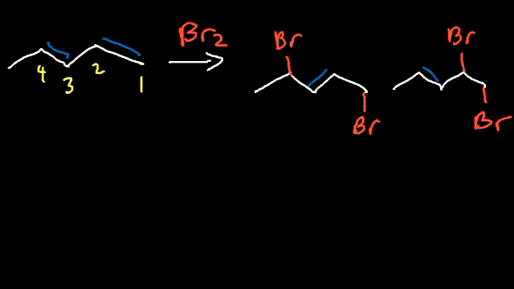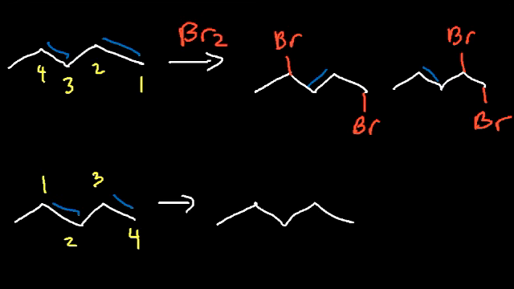Now, let's say if we count it the other way. Let's make this carbon 1, 2, 3, and 4. So to draw the 1,4 product, the Br is going to be on carbon 1 and on carbon 4. And a double bond is going to be between 2 and 3. Notice that these two, it turns out, are identical to each other. So remember, you can get up to 4. Sometimes you can get 3.